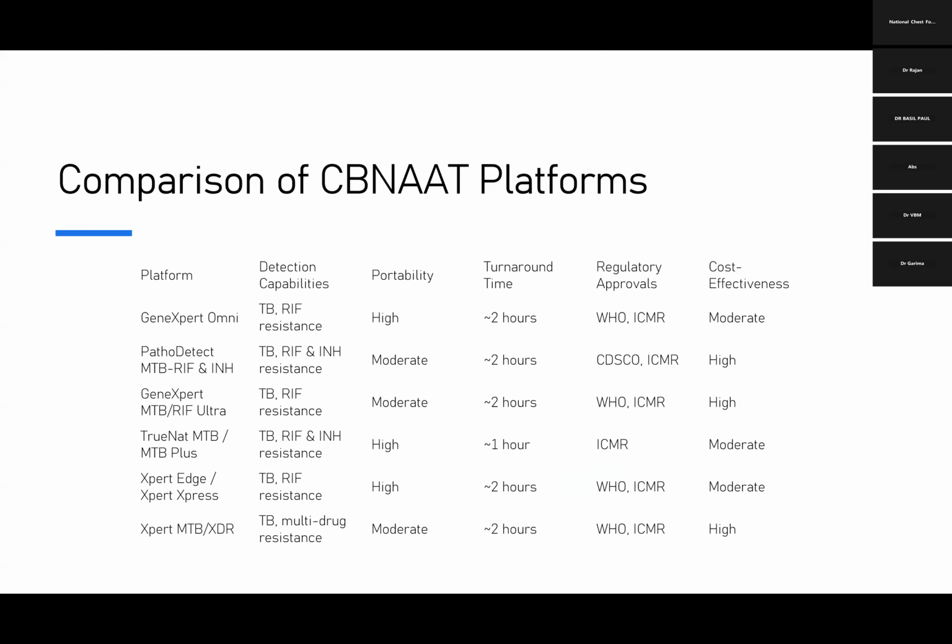Now, if you compare the other CBNAAT platforms, there is something called GeneXpert Omni that is also available. It's smaller, it's portable, and the other things are the same: it detects TB and rifampicin resistance. It is highly portable, the time is around 2 hours, and WHO and ICMR approve it. Then there is a test called PathoDetect, which is similar, but it detects additional INH resistance also. Then, as I said, GeneXpert Ultra, TrueNAT, Xpert Edge, Xpress. Again, these are portable and rapid, and XDR.